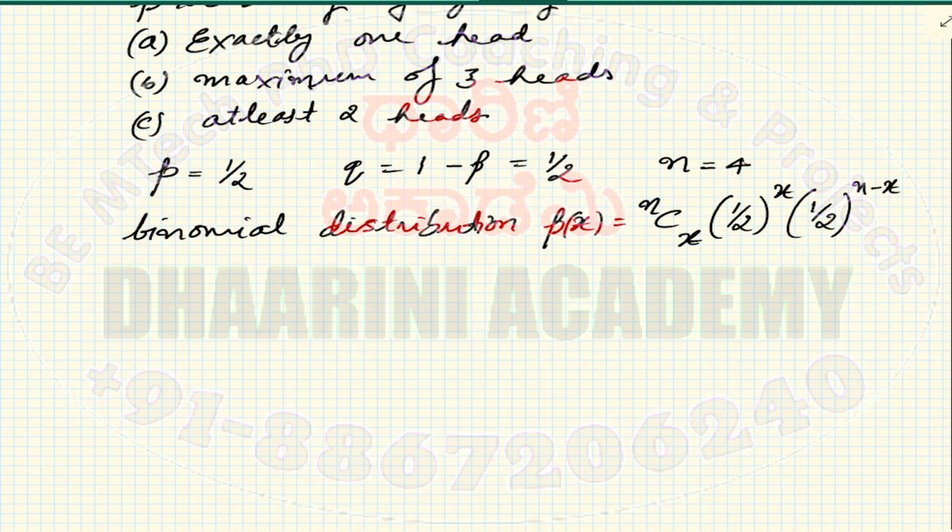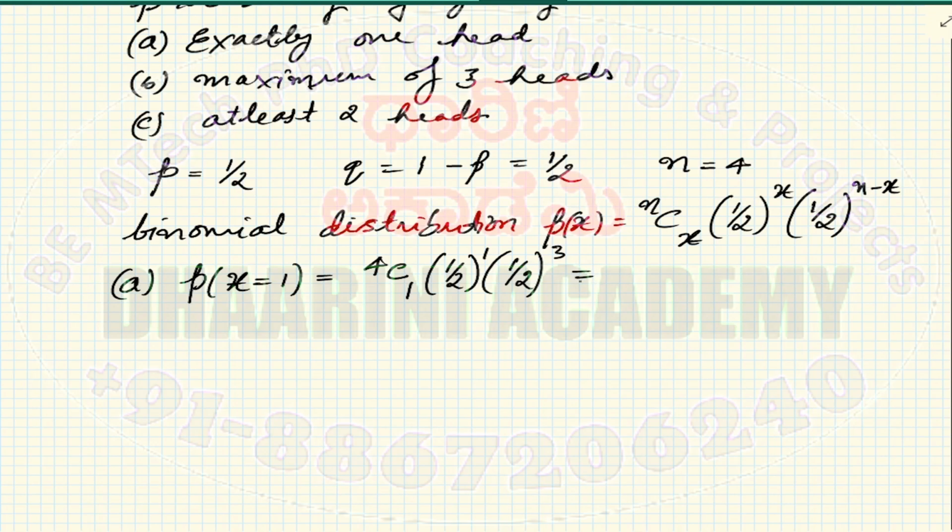Fine. Now let's answer the questions one by one. It says exactly one head, which means the probability that x takes a value equal to 1. What is the chance that x is exactly equal to 1 is the question. So just write 4C1, into, just fill the value x equal to 1 in the equation. N value is 4, already known. So this is 1 by 2 to the power 4 minus 1, so this is equal to 3. I just have to substitute the values.